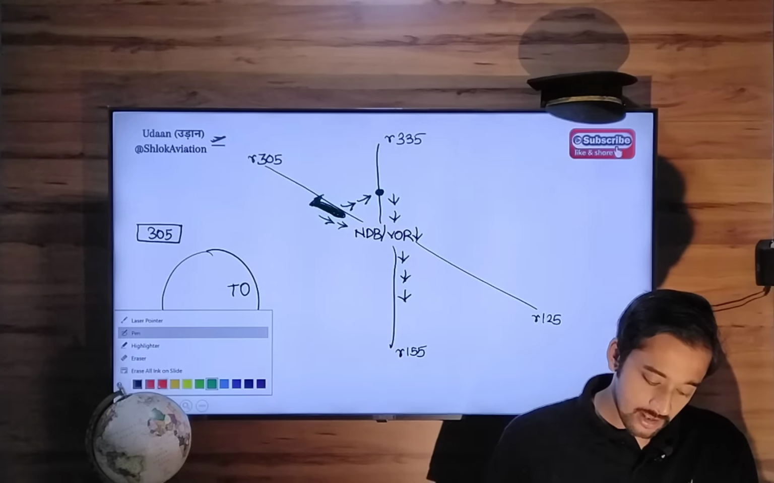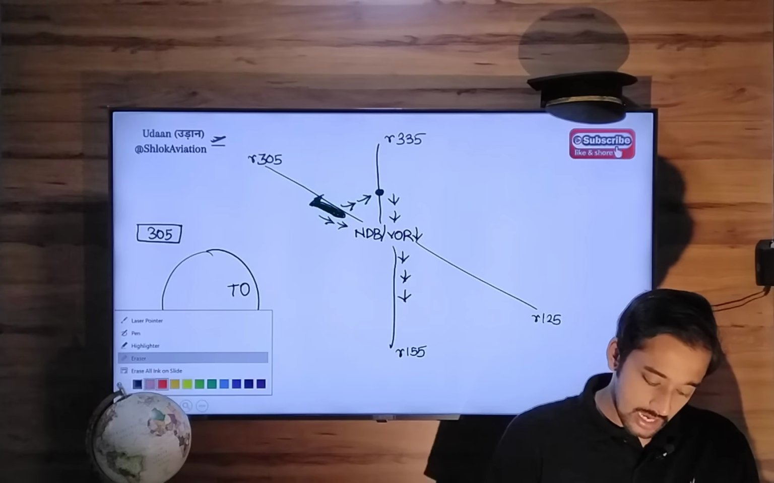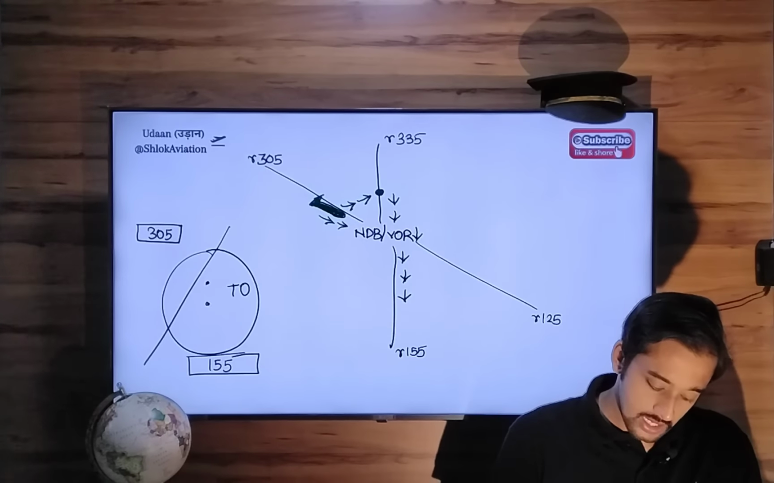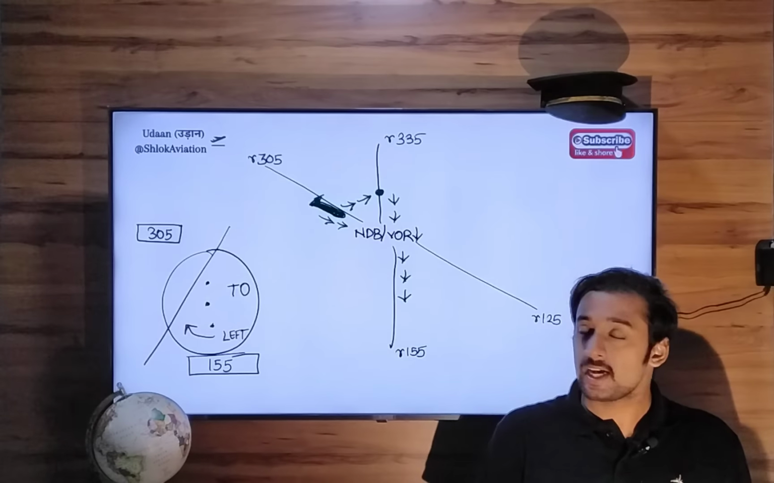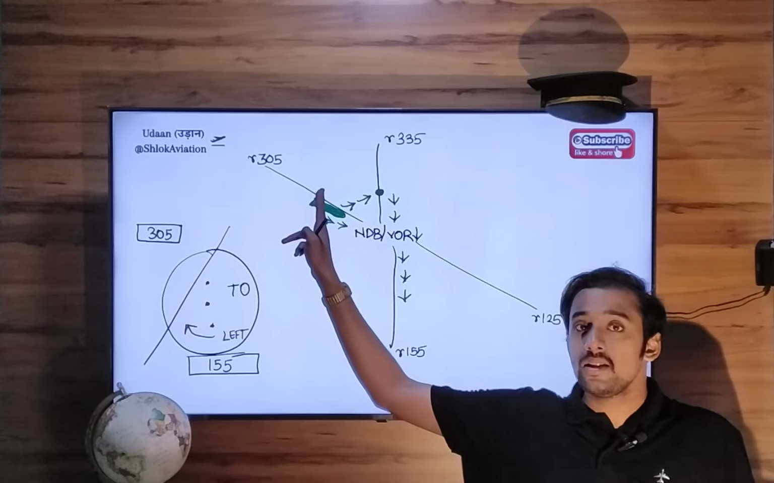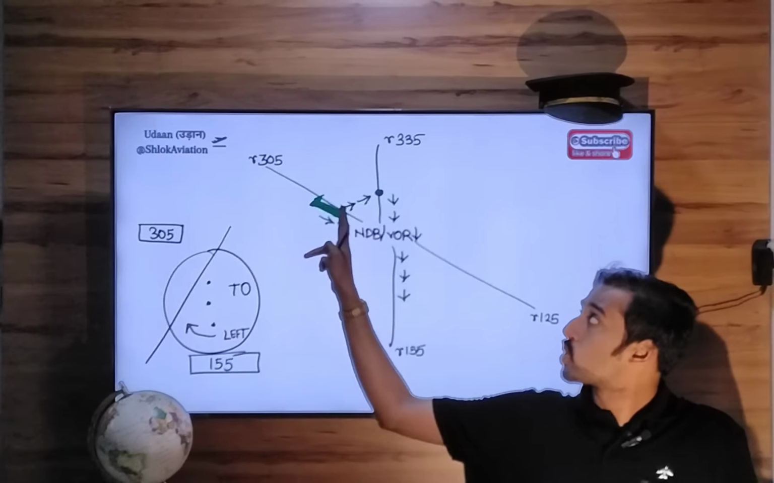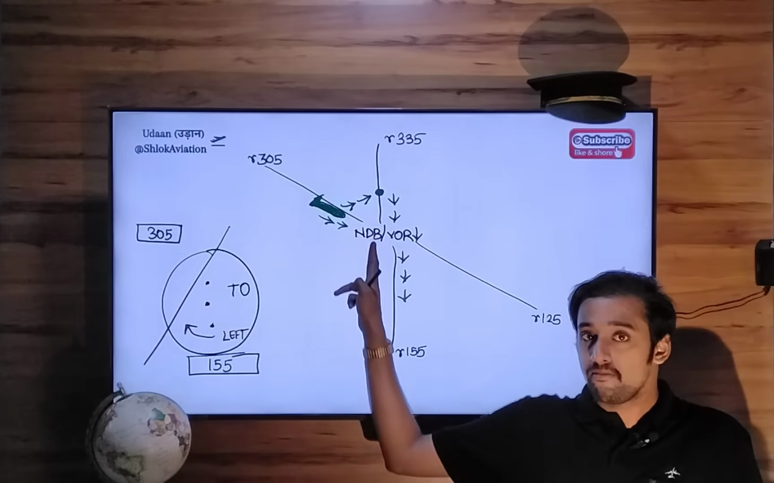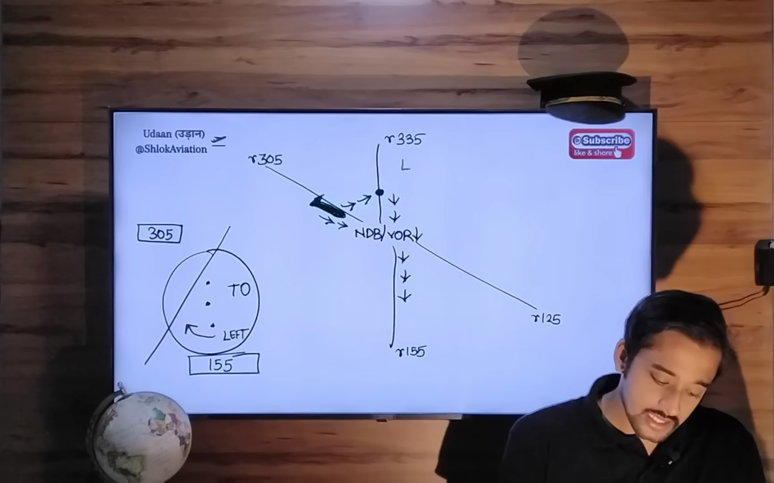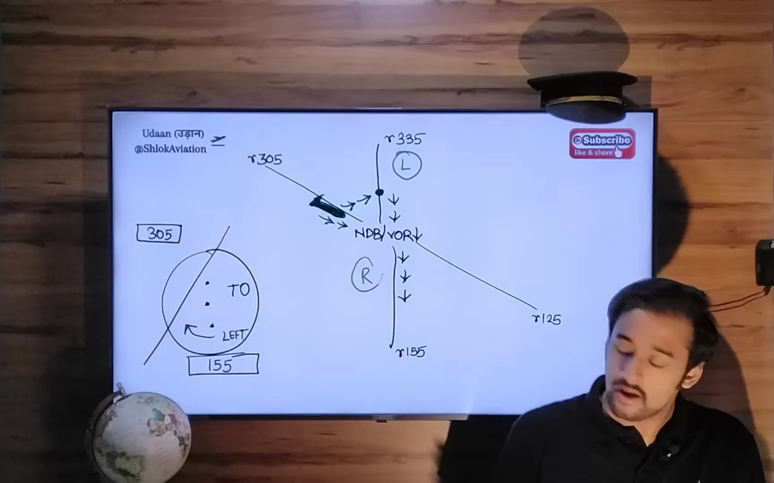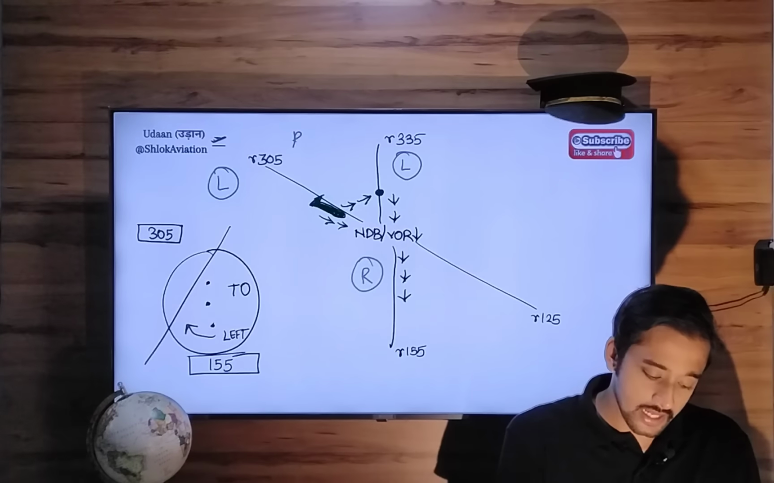The CDI needle will move towards the left hand side. Why left hand side? Because you are currently on radial 305. To go to radial 155, you will have to go to radial 335 inbound. When you are flying inbound, this becomes your left hand side, this becomes your right hand side. When flying outbound, this becomes your left hand side, this becomes your right hand side.